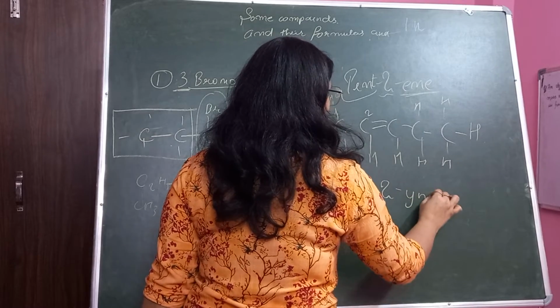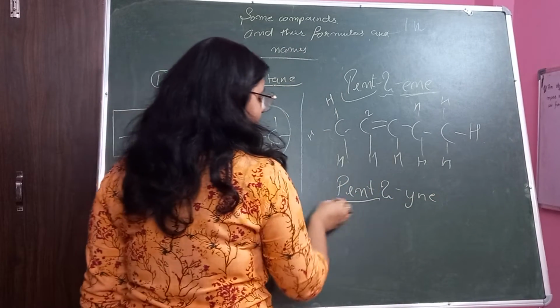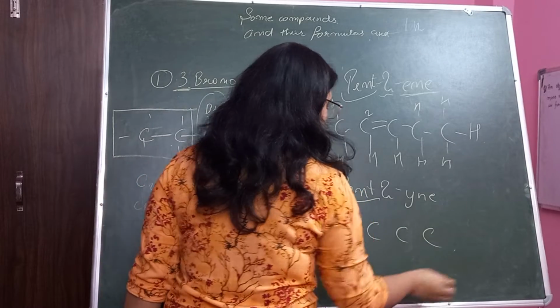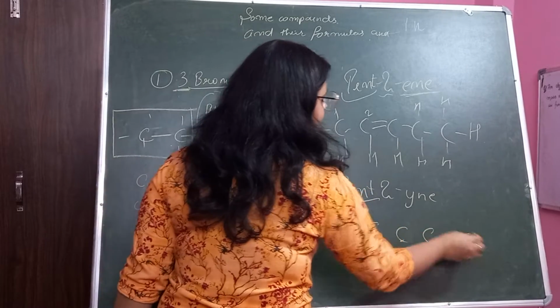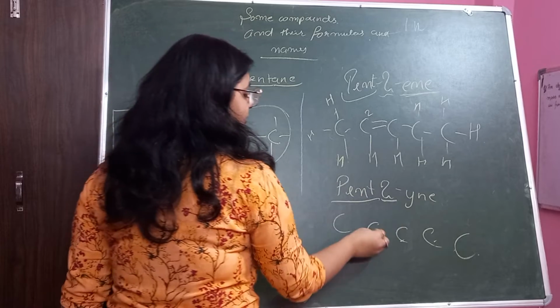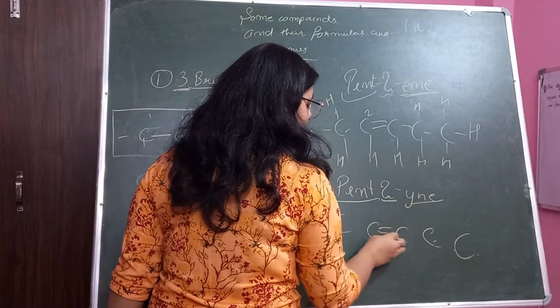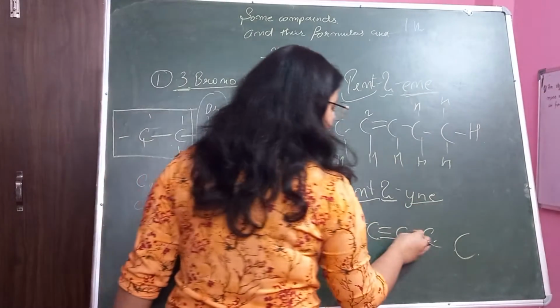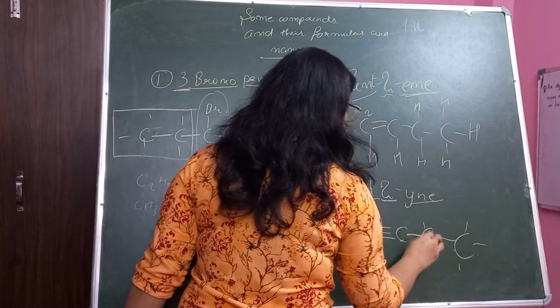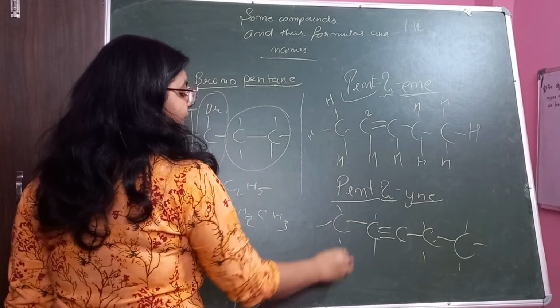What if it is pent-2-yne? Then use 5 carbons: 1, 2, 3, 4, 5. You have to do something at the second position. What do you have to do? Use yne, meaning a triple bond. Now complete the rest with hydrogen and write the formula accordingly.